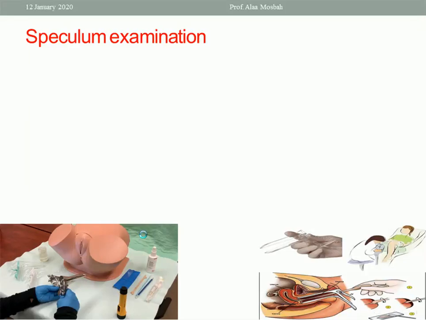Speculum examination, as you see in the picture, this is the speculum examination, and this is the Cusco speculum, and this is the model. This is how to hold the speculum between index and middle finger. The speculum contains two blades, handle and screw. Two blades, handle and screw to fix the speculum in place.